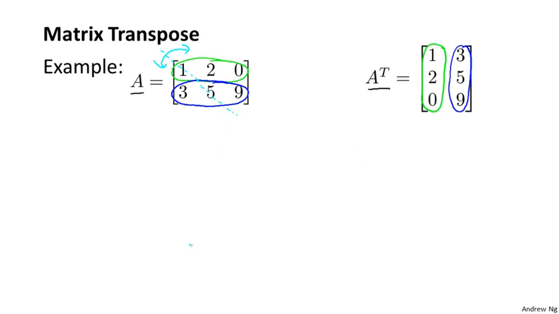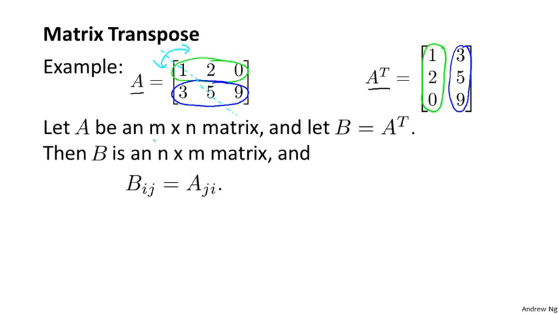Okay? So here's the more formal definition of a matrix transpose. Let's say A is an m by n matrix, and let's let B equal A transpose, like so. Then B is going to be an n by m matrix with the dimensions reversed. So here we had a 2 by 3 matrix, and so the transpose becomes a 3 by 2 matrix. And moreover, B_ij is equal to A_ji. So the ij element of this matrix B is going to be the ji element of that earlier matrix A.